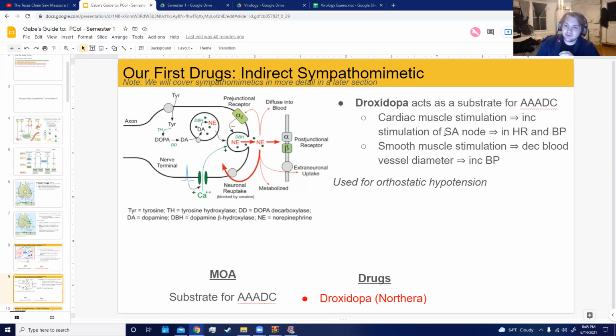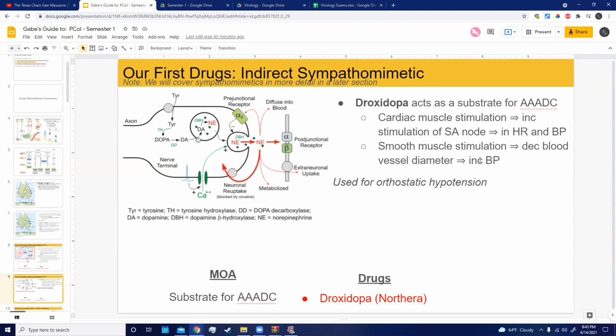Blood pressure is also going to increase because we're going to be stimulating the smooth muscle surrounding the blood vessels. And what that's going to do is stimulate them to decrease in size. They're going to decrease their diameter. And again, what's the overall effect? That's going to be an increase in blood pressure. So two effects: increase heart rate, increase blood pressure.